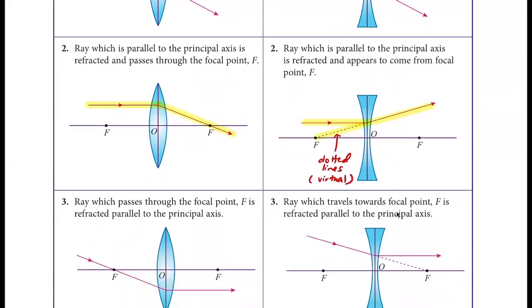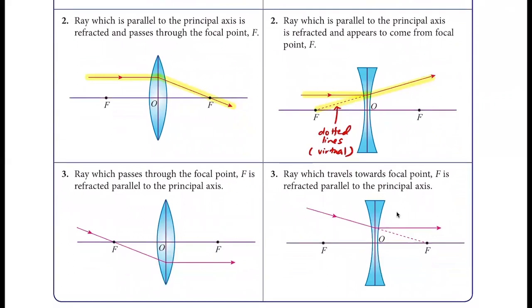Now the third rule is the opposite of rule number 2. The ray which passes through the focal point will, after that, be refracted parallel to the principal axis. As you can see, it is the opposite of rule number 2. The same goes for the concave lens. At first, it will go through F here. Remember that F for a concave lens is at the opposite side. Then it will be refracted parallel to the principal axis. Have we got that?